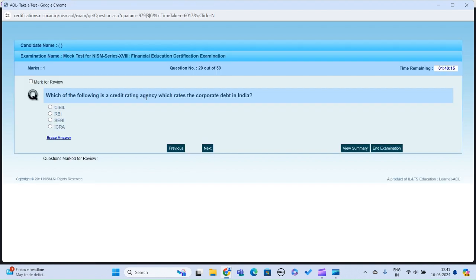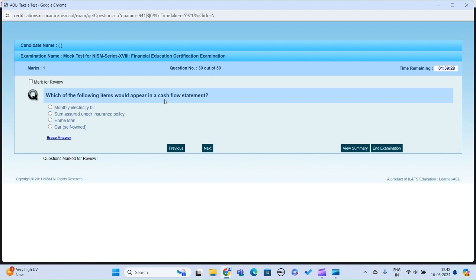Next one, which of the following is a credit rating? Corporate debt, it's by SEBI, not RBI, SEBI or ICRA. So it should be SEBI that provides the rating. It's for individuals. Yes, I'm sure it is SEBI. For a corporate also, yes, it could be SEBI. I'm not sure, so let me go with SEBI. If you find another answer, you can always comment on which one is right. But I still go with SEBI.